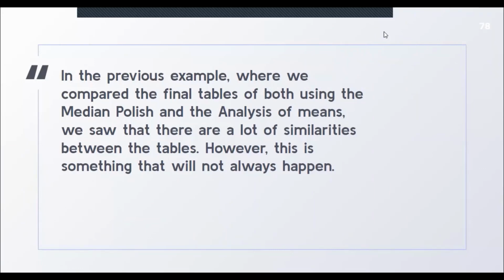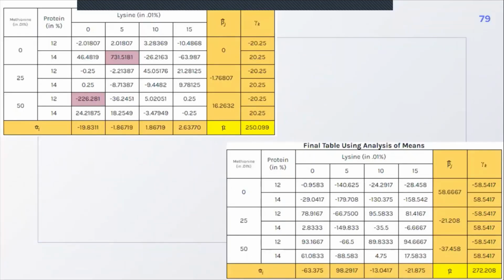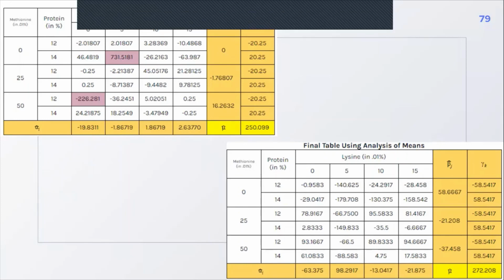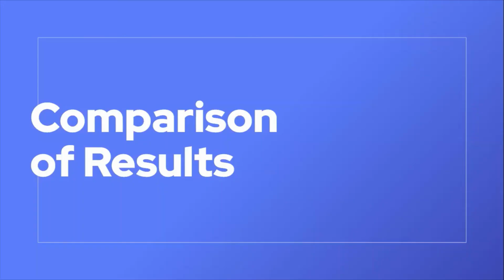Using the example with introduced outlier, we will now show that the estimates of the median polish and analysis using means are not always similar. We can see from these tables that the residuals and the estimates for the effect and the common term are different from each other. The comparisons of results will end here.